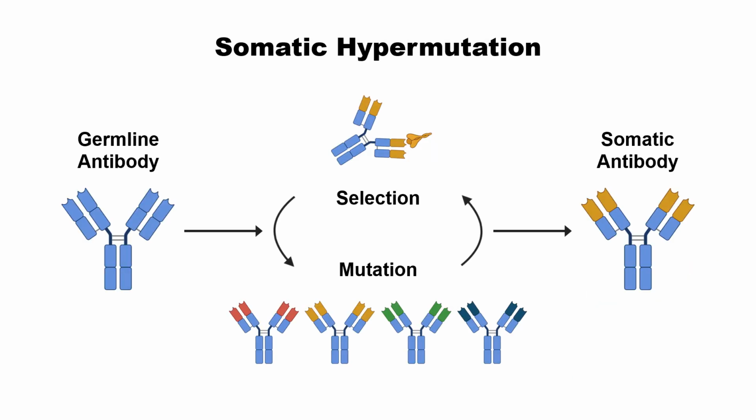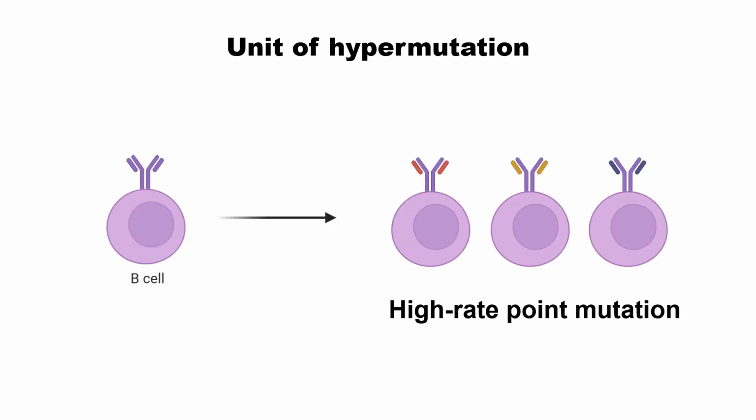Antibody diversity originally comes from the germline, through gene shuffling or gene recombination, and then somatic hypermutation makes further diversity, and eventually it makes the somatic antibody. Then what is the unit of hypermutation? B cells change their sequence by high-rate point mutation. So the unit of hypermutation and selection is a cell.